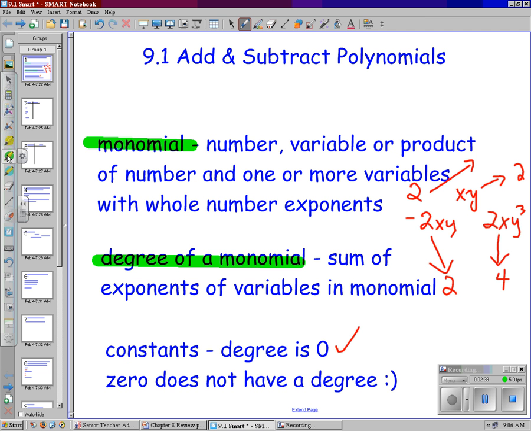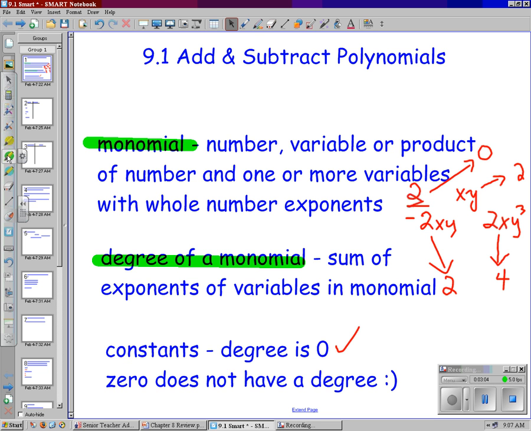Some of you may have read ahead down here. Constants have a degree of 0. So this one actually has a degree of 0. It's only the exponents on the variables. Is there any variable sitting here with x? No. So that's why it's going to be a 0. And guess what? 0 does not have a degree. So we can't give a degree to 0. All right. Any questions so far?